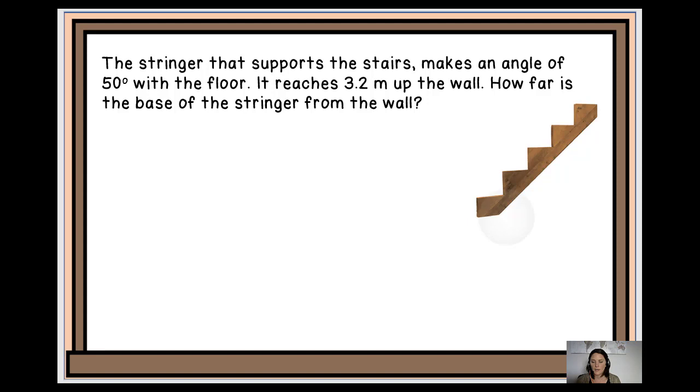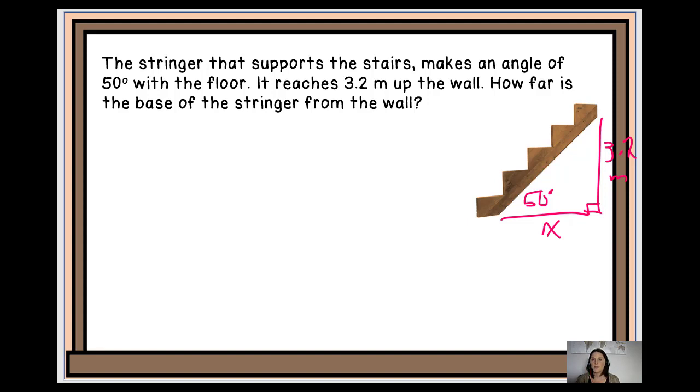So we're going to go ahead and make a right triangle out of this. So please use a ruler. And we're going to put the 50 degrees between the bottom of that stringer and the floor. So 50 degrees. And it reaches 3.2 meters up the wall. So 3.2 meters. And we're trying to figure out how far is the base of the stringer from the wall. So the X is going to go on the bottom there.